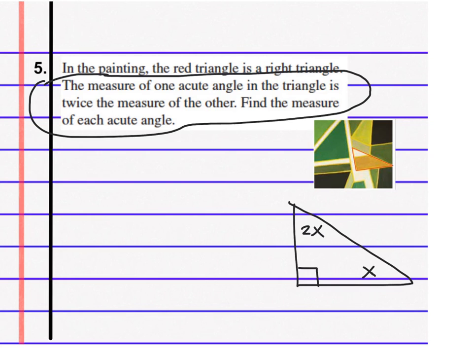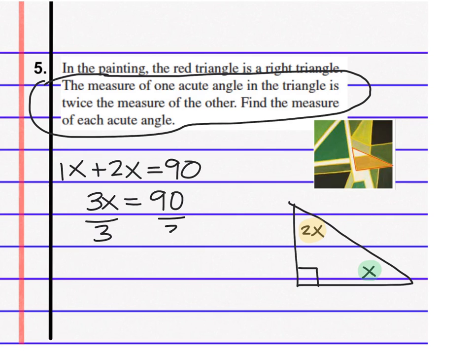So I know that these two angles, x and 2x, are complementary. I know that those two add up to 90. So I'm going to say x plus 2x equals 90. I combine my like terms. 1x and 2x is 3x. I divide by 3. x is 30. So this angle is 30 and this angle is 60. And if you just kind of knew 30 is half of 60, that also would work as well.